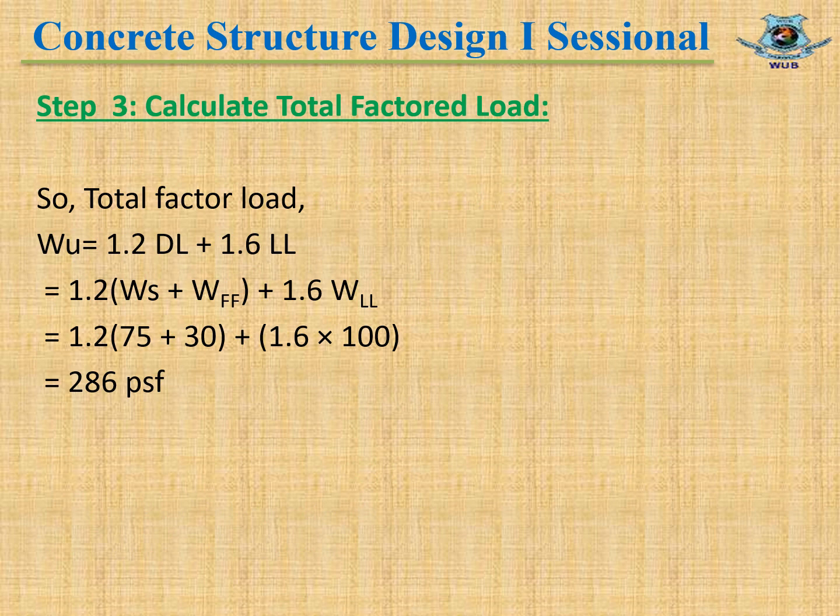Step 3. Calculation of total factored load. Total factored load WU equal to 1.2 dead load plus 1.6 live load. From ACI code, live load factor is 1.6. Dead load factor is 1.2. Here, the values of WS, WFF and WLL are taken from previous slide. So total factored load equal to 286 psf.